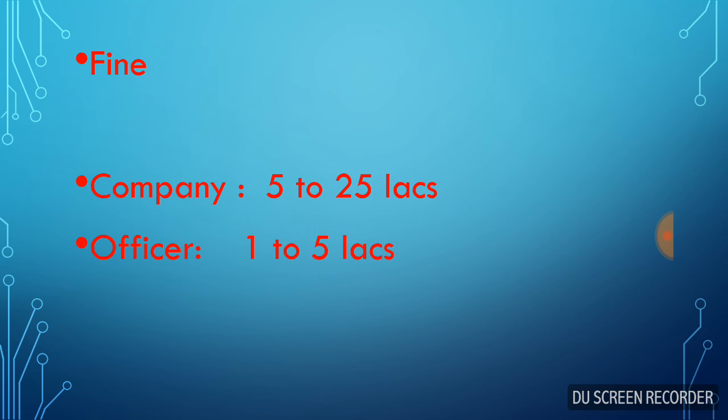That's very simple. So if this section is not followed or is contravened by the company, then what is the legal provision for that? The legal provision is that the company will be punishable. Company will have to pay the fine. What is the fine? The company has to pay a minimum fine of 5 lakhs and the maximum fine can go up to 25 lakhs. And the officers involved in this procedural part will have to pay a minimum fine of 1 lakh and a maximum fine of 5 lakhs. That is it.